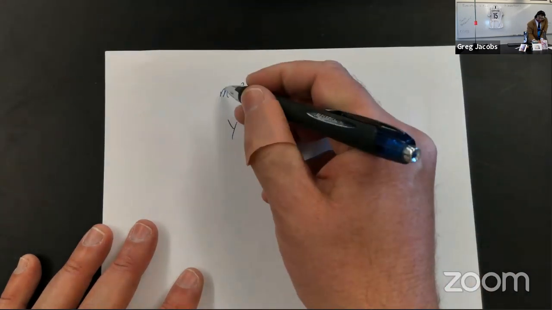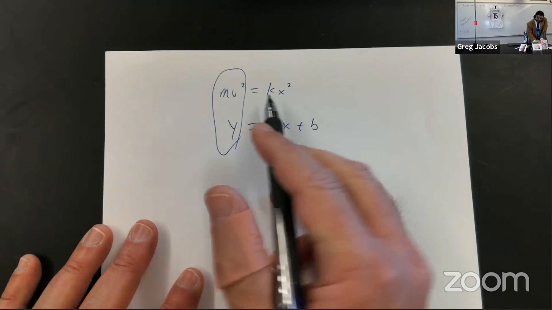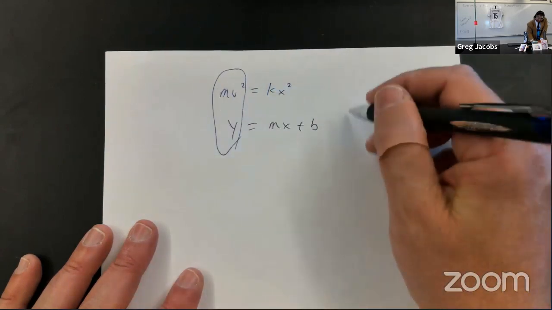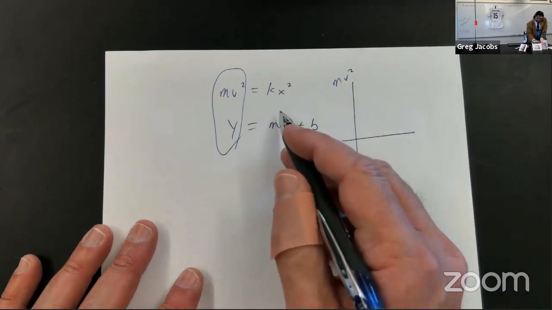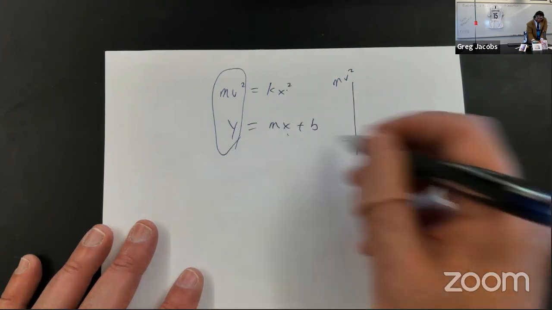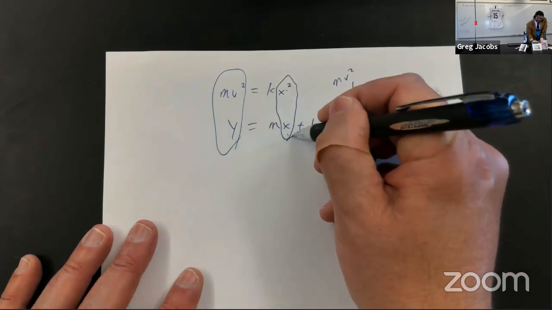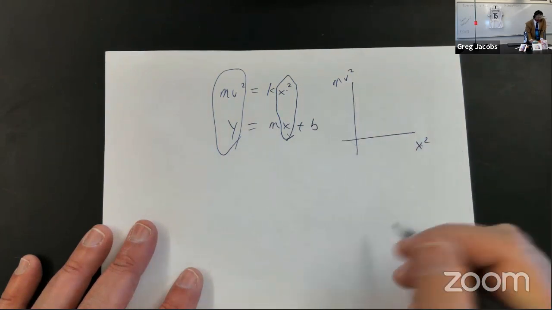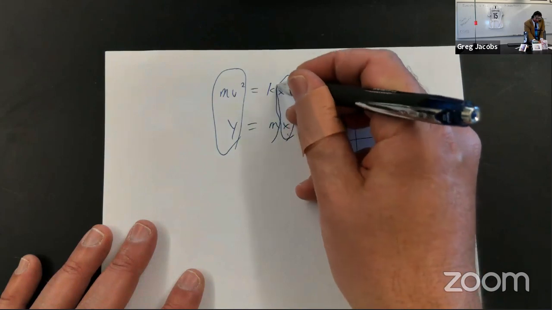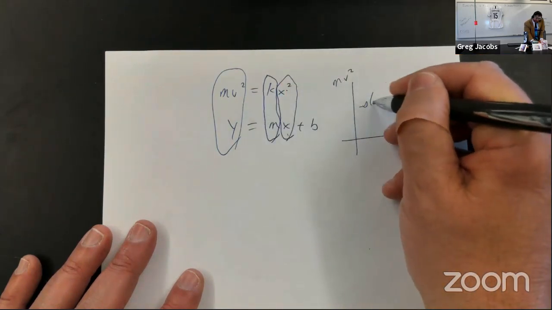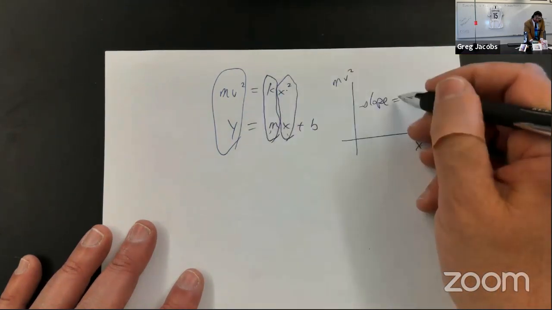I'm going to put mv squared on the vertical axis. I can do that because I measured the speeds and I measured the masses. I'm going to put just x squared on the horizontal axis. Why did I choose that? Well, I chose that because I could measure x, so I could put x squared on the horizontal axis. And I did that because what's left is the slope. So the slope is the spring constant.